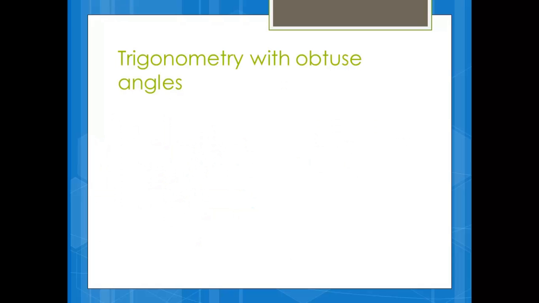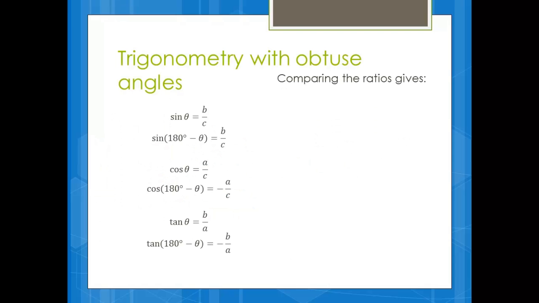If we compare the values for the trigonometric ratios for the acute angle theta and those for the obtuse angle 180 minus theta, we can see that the ratios for sine theta and sine 180 minus theta are the same. Cos 180 minus theta is equal to negative cos theta, and tan 180 minus theta equals negative tan theta.